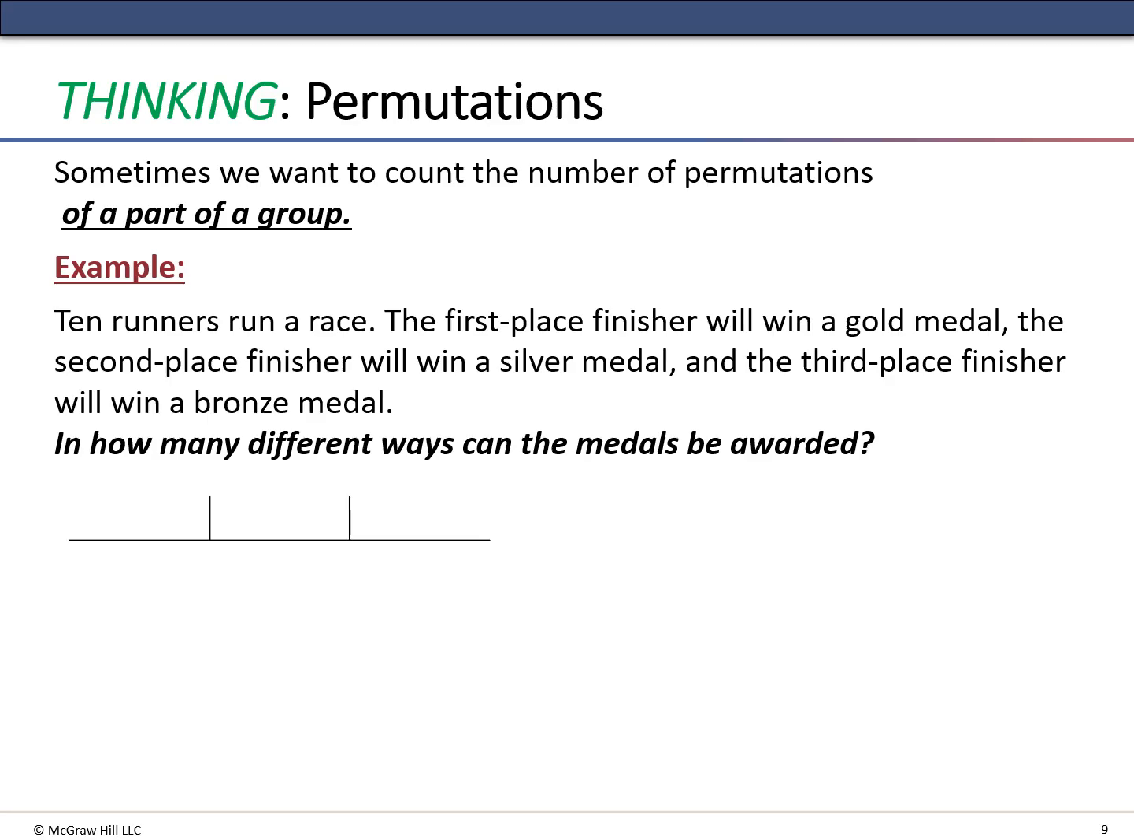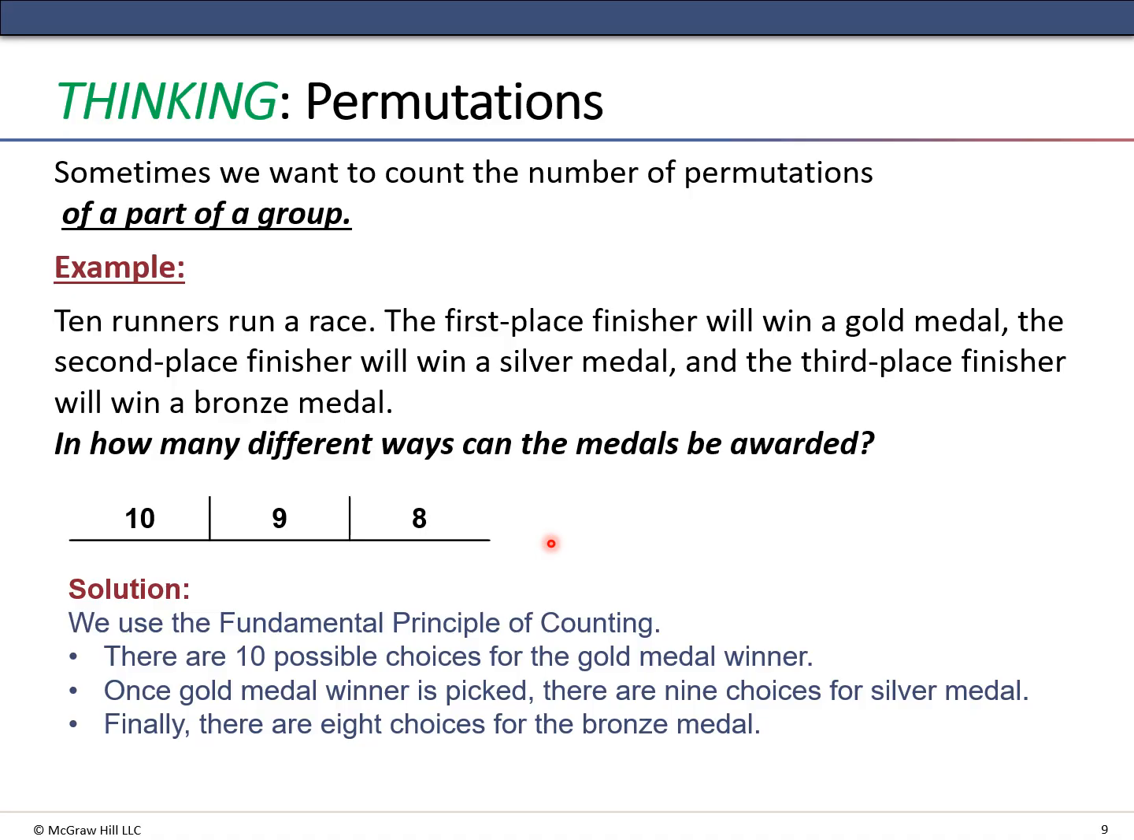So how many different possibilities are there for first place? Well, since there's 10 runners, there would be 10, and then for second, there would be 9, and then for third, there would be 8. Okay, so I've just gone through that.